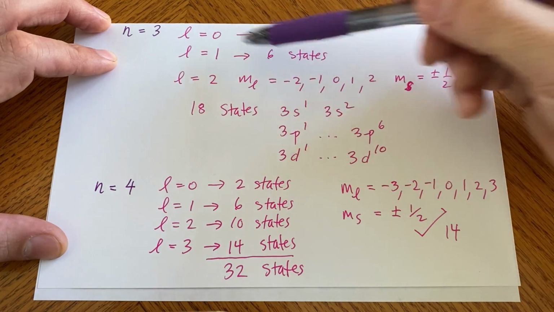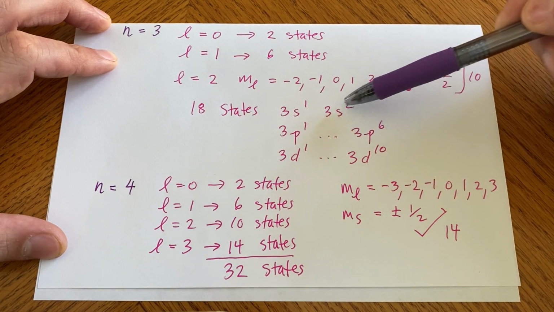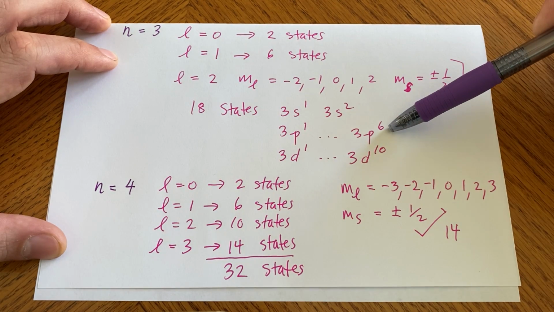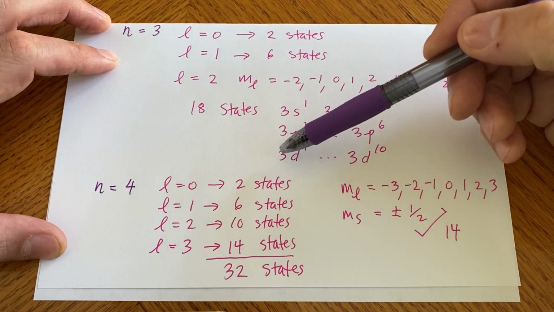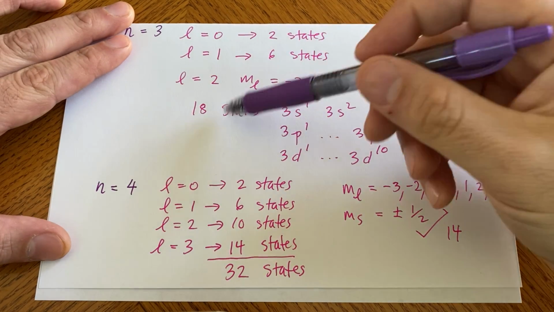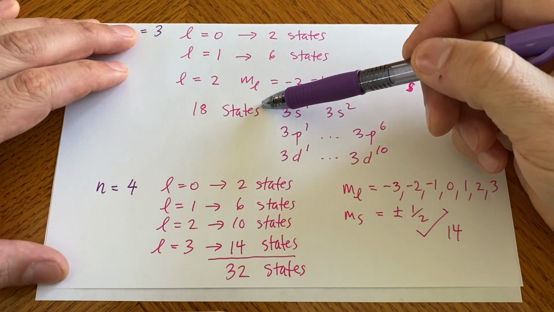The 10 states would be written out like this. The L equals 0 are the 3s1 and 3s2. The L equals 1 are the 3p1 to 3p6. And the L equals 2 would be the 3d1 to 3d10. So a total of 18 states.